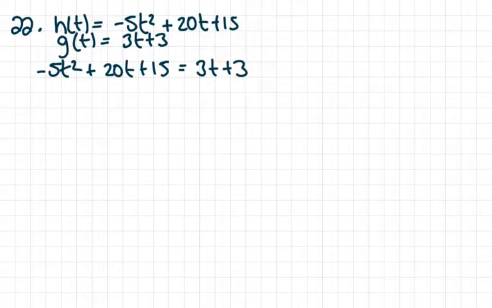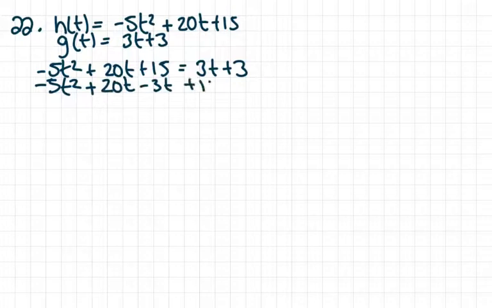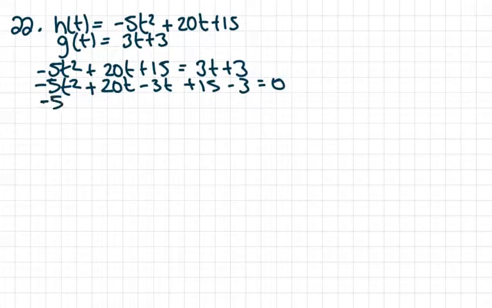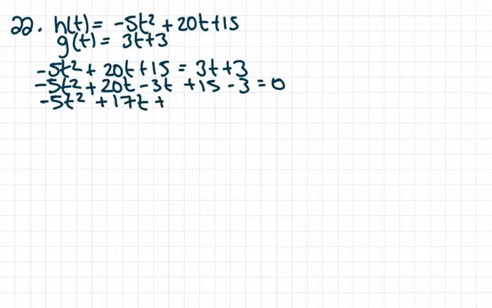Then I'm going to move everything to one side and combine like terms so that I have an equation in standard form. So negative 5t squared plus 20t minus 3t plus 15 minus 3 equals 0. I'll simplify that, and I'm left with negative 5t squared plus 17t plus 12 equals 0. Now I have an equation in standard form, which I'm going to try to factor. Just looking at it, I'm not able to do that. So I'm going to plug it into the quadratic formula.